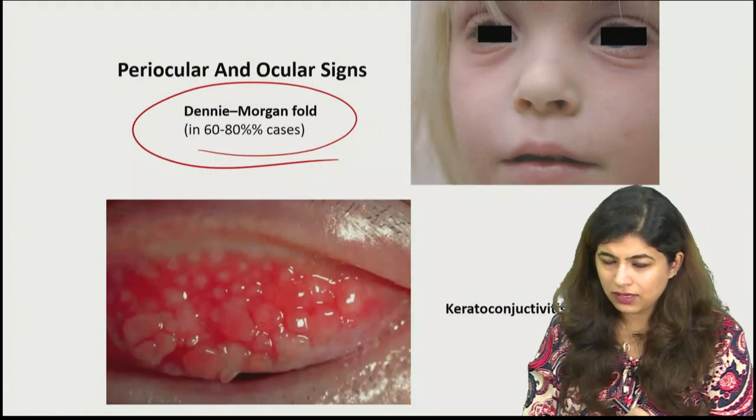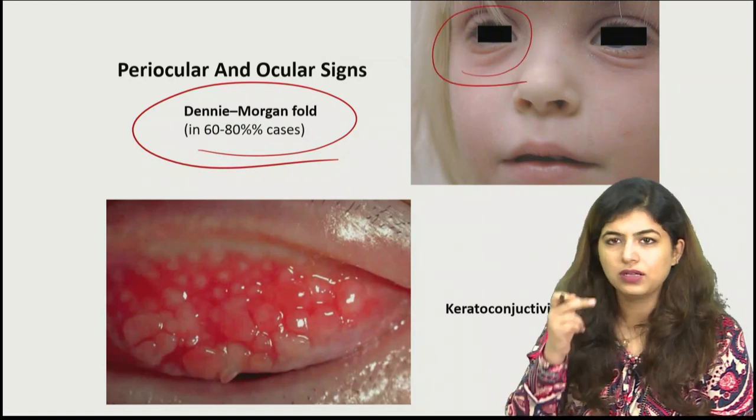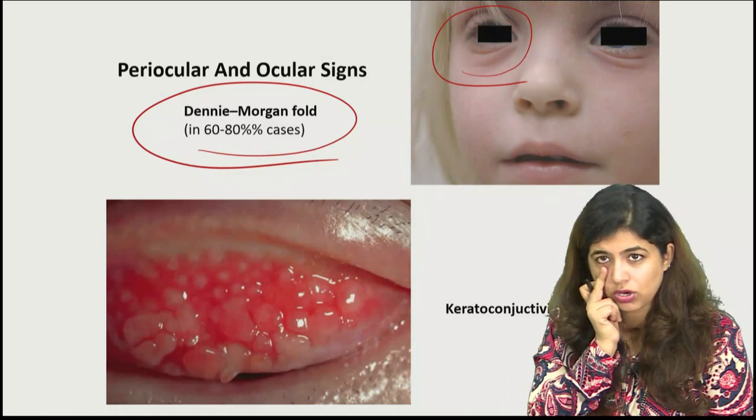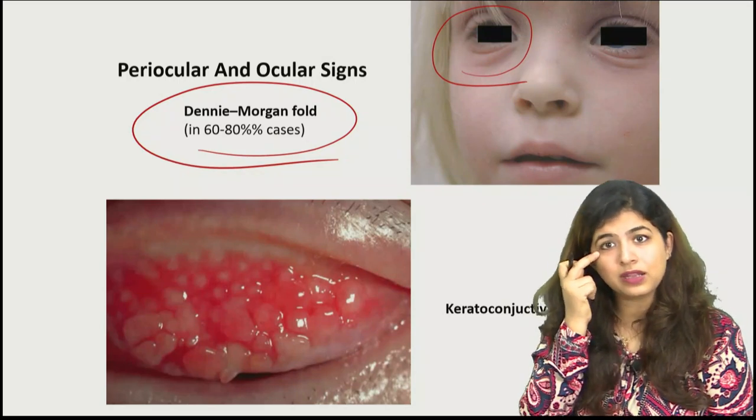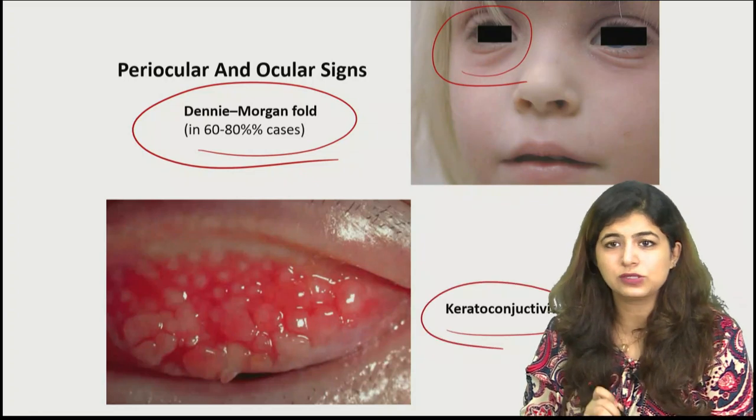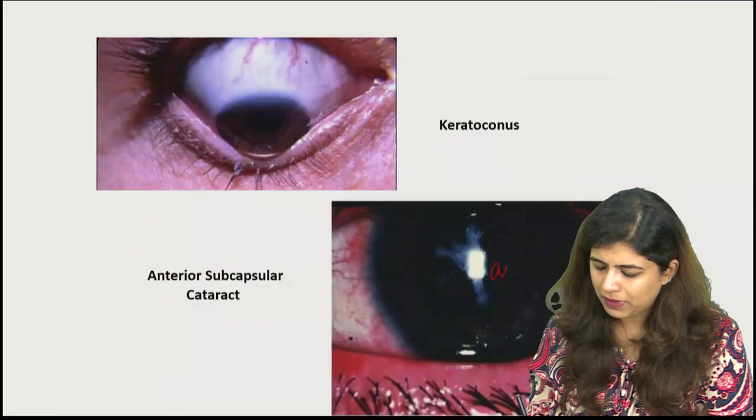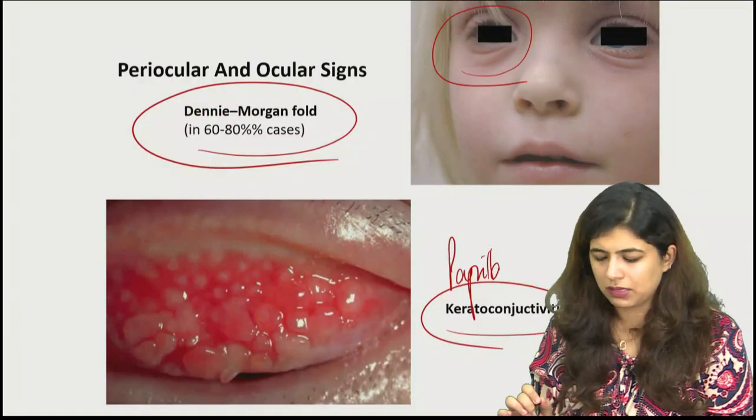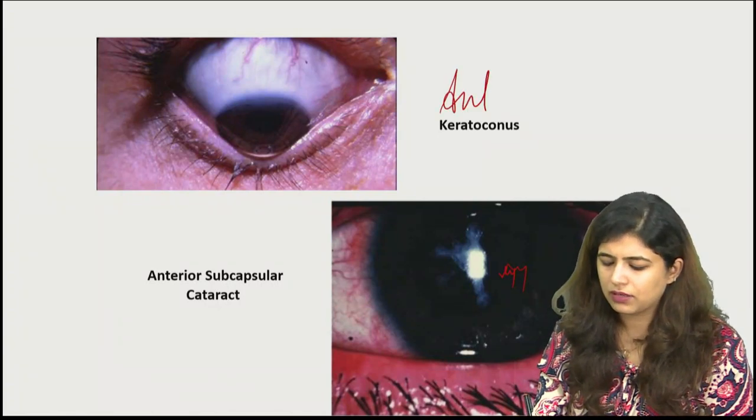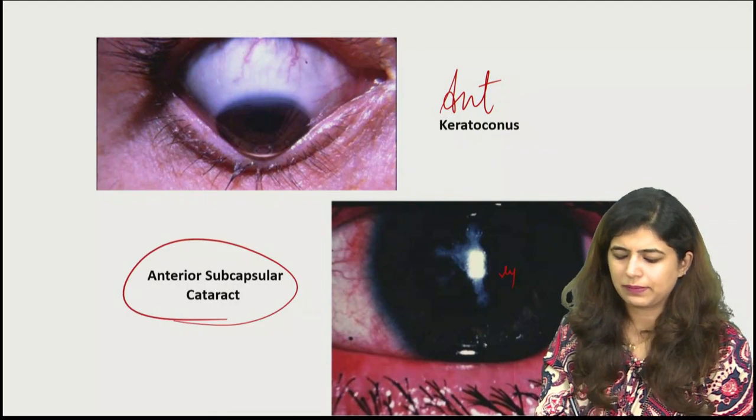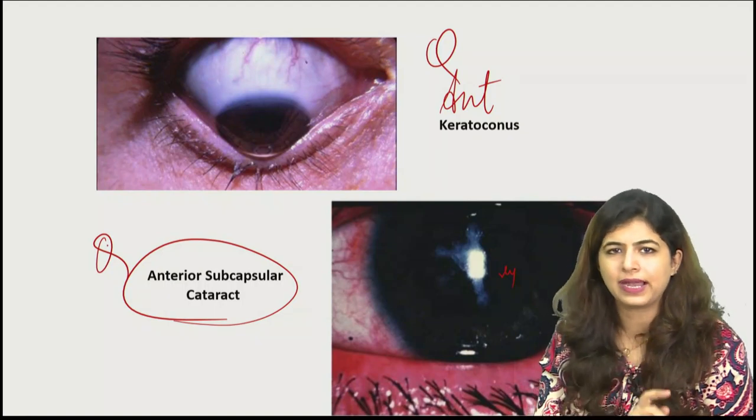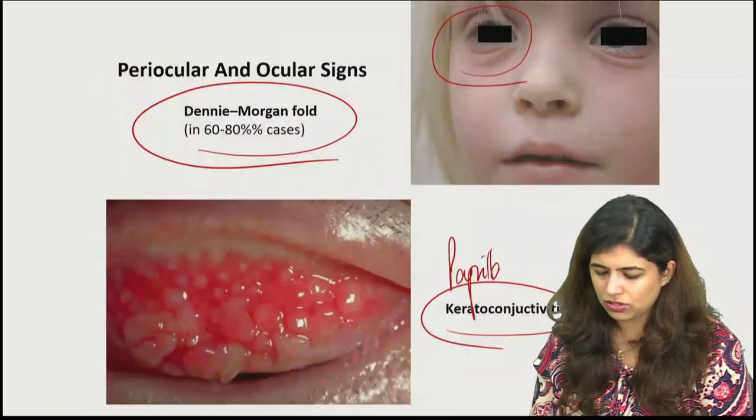Moving on to the findings around the eye. In the eye, you have these extra lines in the infraorbital region. These lines, which would normally not cross the pupillary border, are crossing the entire length. Denny Morgan folds or Denny's lines. Then you also see keratoconjunctivitis, which in atopic dermatitis is the papillary subtype. In conjunctivitis, you have two types, papillary and bulbar. Here you get the papillary conjunctivitis. Other findings in the eye are anterior keratoconus and anterior subcapsular cataract. So these are some other findings in the eye and lips of atopic dermatitis patients.